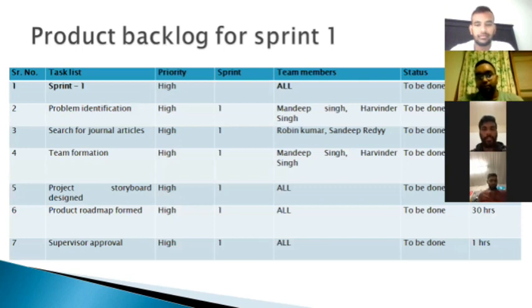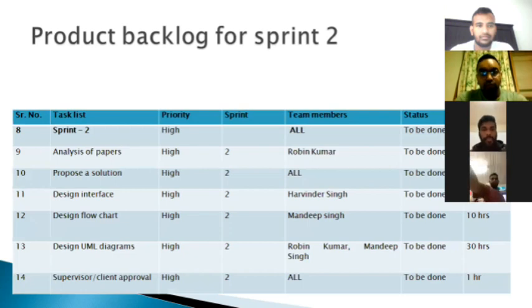This is the product backlog for sprint 1. It has various steps like problem identification, search for general articles, team formation, project design, and product roadmap formation. In this one, when it comes to problem identification and research for general articles, a couple of us participated in each thing. And when it comes to the project design, storyboard, project roadmap and supervisor approval, it's shared between all of us.